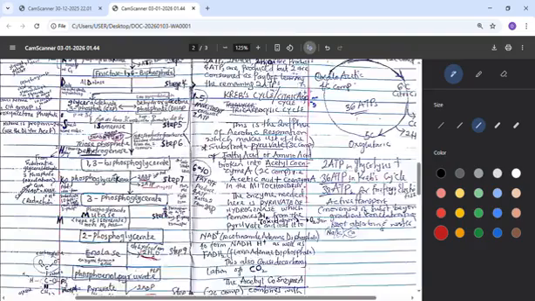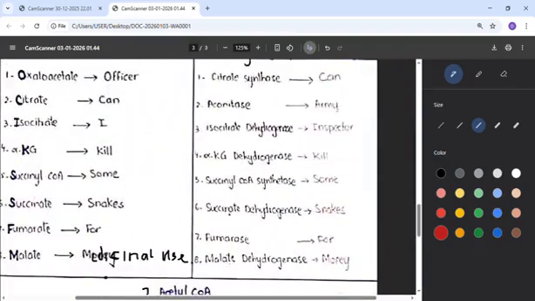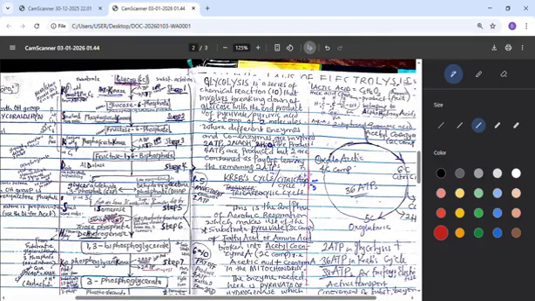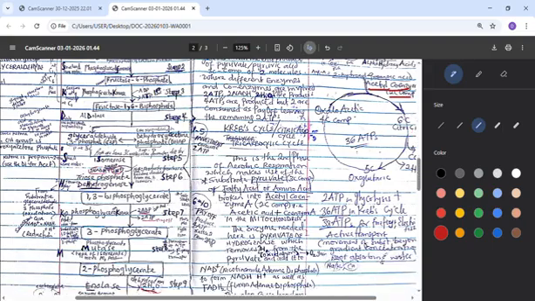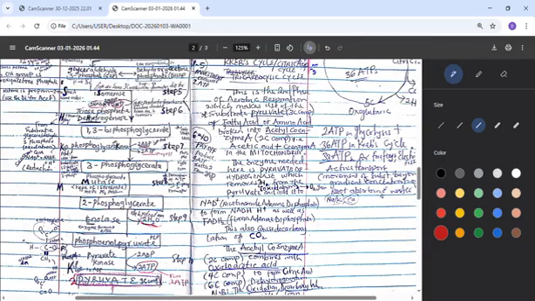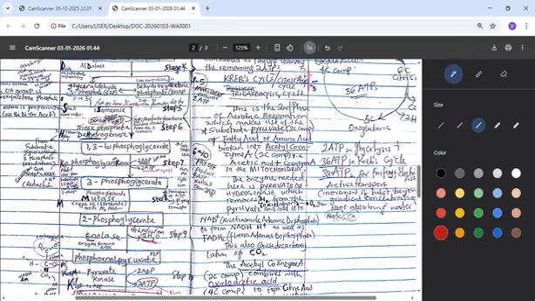Now let's bring this pyruvate 3 carbon down. How will it enter Krebs cycle? From the drawing I put here, you notice that I wrote acetyl coenzyme, which is a 2 carbon compound. Now let's look at this explanation that is here.